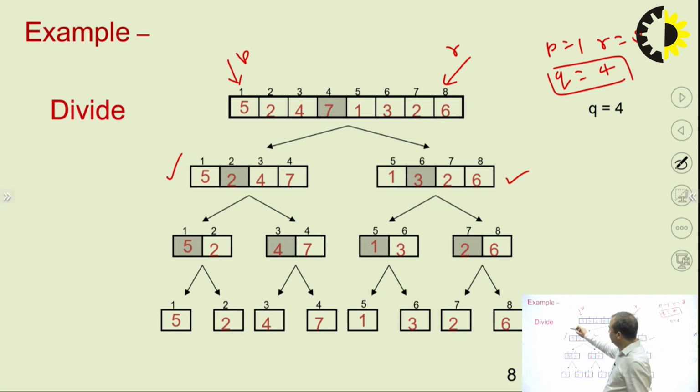So here P is 1, R is 4. So Q will be (1 plus R) divided by 2, (1 plus 4) divided by 2, that is 5 by 2, which means 2.5, which means 2. So 5-2 will be one sublist, and the other one will be 4-7. Further, what will you do in this? You will find Q. Q will be (1 plus 2) divided by 2, which means 1 plus 2 is 3, 3 by 2 is 1.5, which means 1.